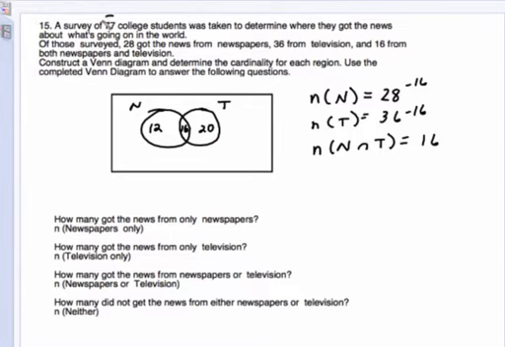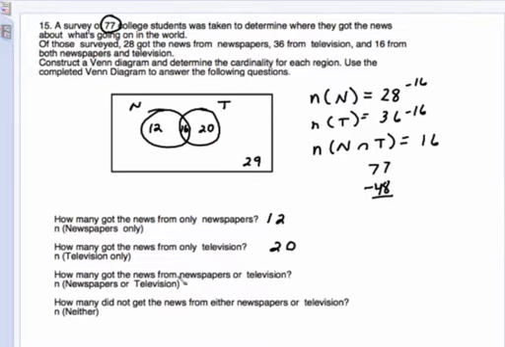There were 77 students surveyed, so 77 minus 48 is going to give us the 29 out here in the universal set. Then look back at your picture and answer the questions. How many got the news from only newspapers? That's our N right there, 12. How many got the news from only TV? 20.